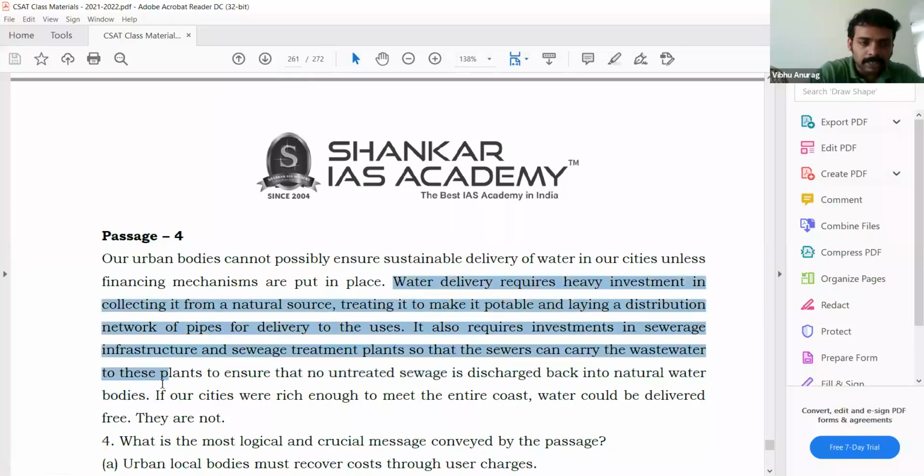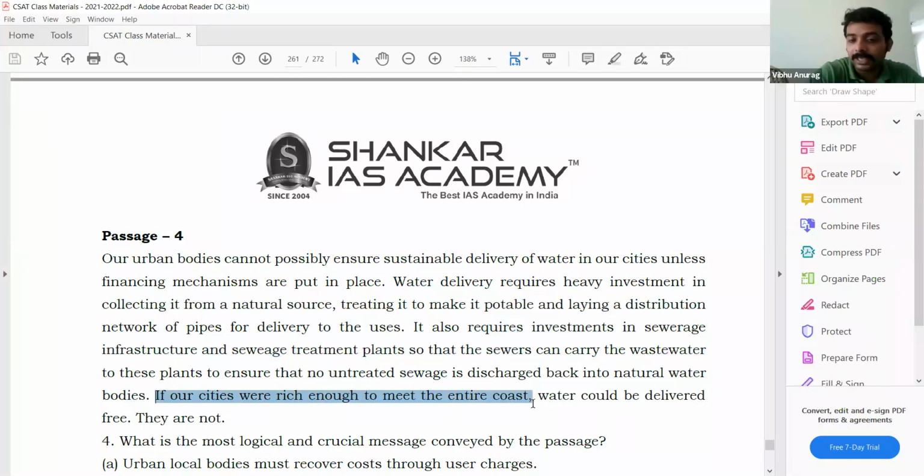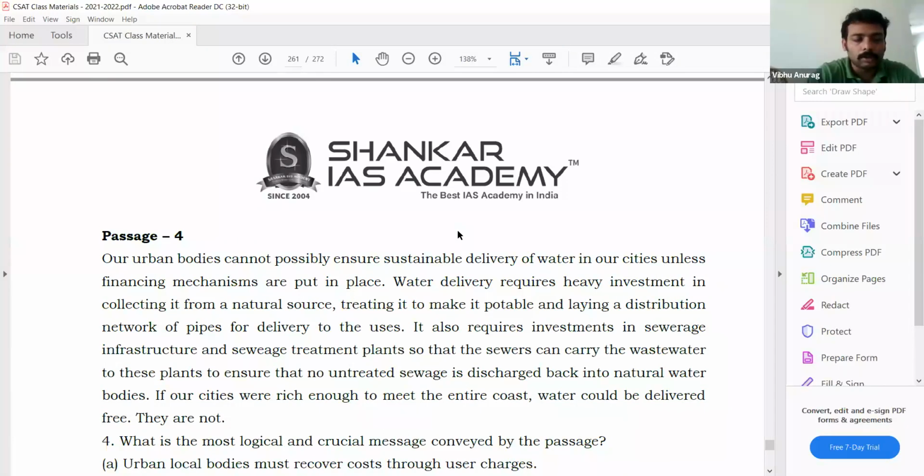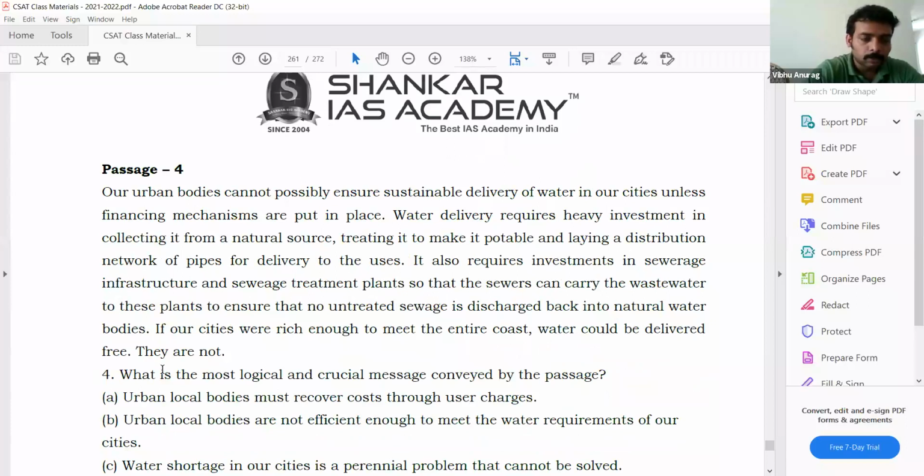So this entire portion that I've highlighted is the process of delivering potable water to urban households. He says if our cities were rich enough to meet the entire cost, water could be delivered for free, but they are not. So the cities are not rich enough to do all these things for free. If they're not doing it for free, it means you have to pay for it. So what is the most logical and crucial message conveyed by the passage? Well, option A, urban local bodies must recover costs through user charges.